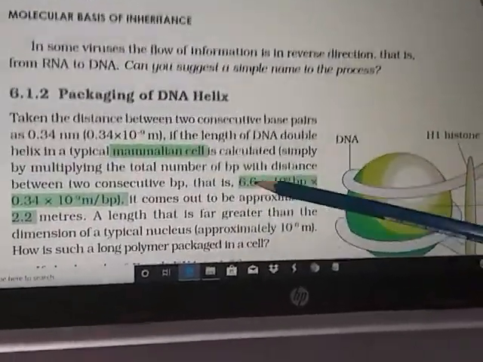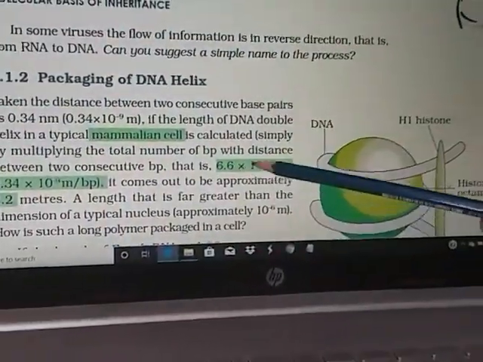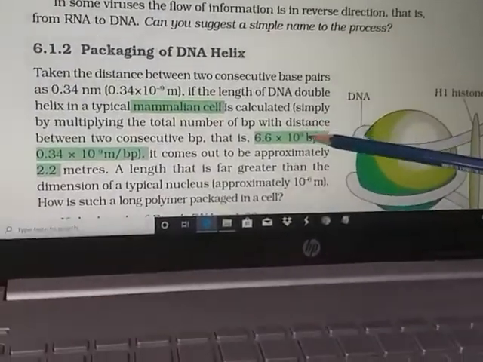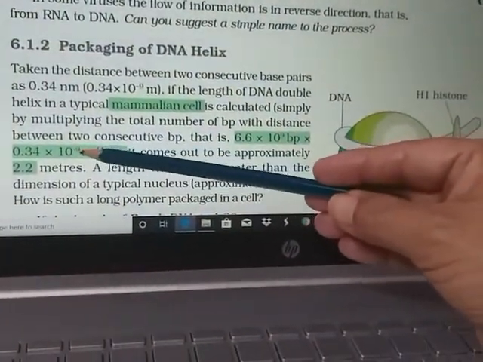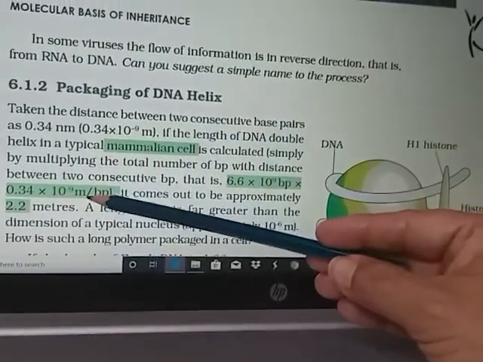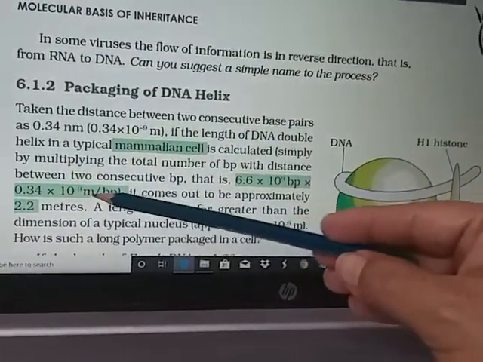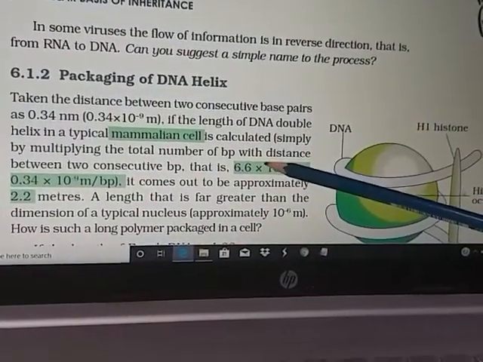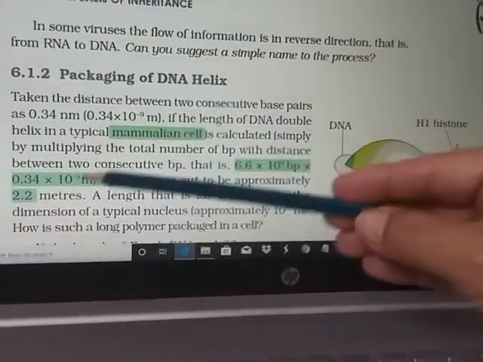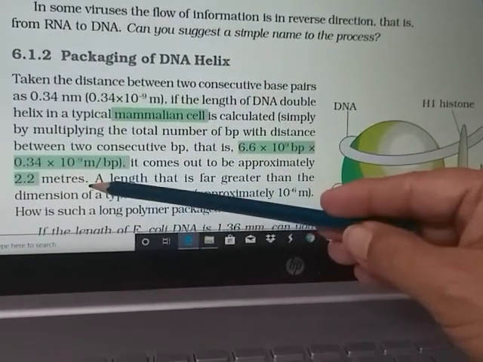This is the total number of base pairs: 6.6 × 10^9 base pairs × 0.34 × 10^-9 meter. This means this is the distance between two base pairs and this is the number of base pairs. When we multiply, the result is 2.2 meters.